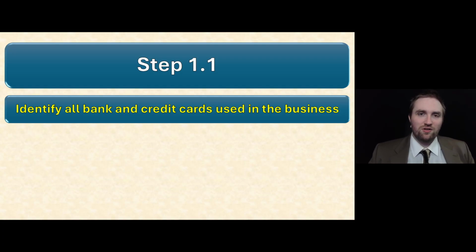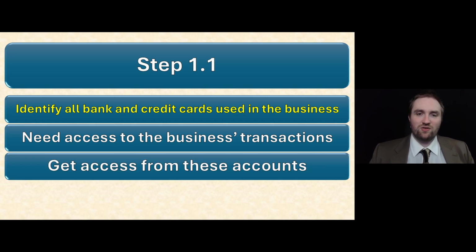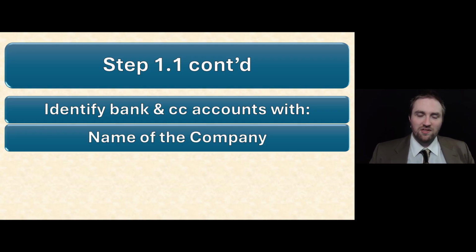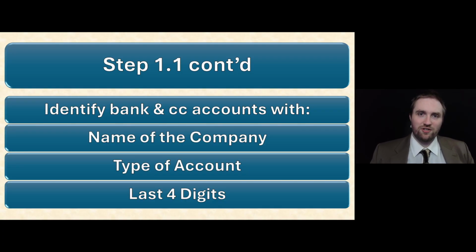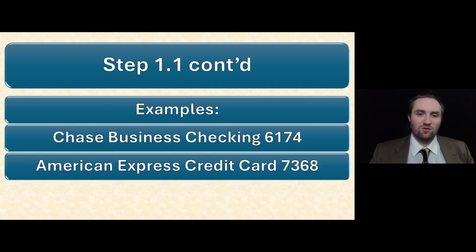As you know, in order to do bookkeeping, you need access to the business's transactions. And you get access to these transactions by looking into the bank and credit card accounts. You identify the accounts with 3 details: the name of the company, the type of account it is, and the last 4 digits. For example, Chase Business Checking 6174, American Express Credit Card 7368, and so forth.